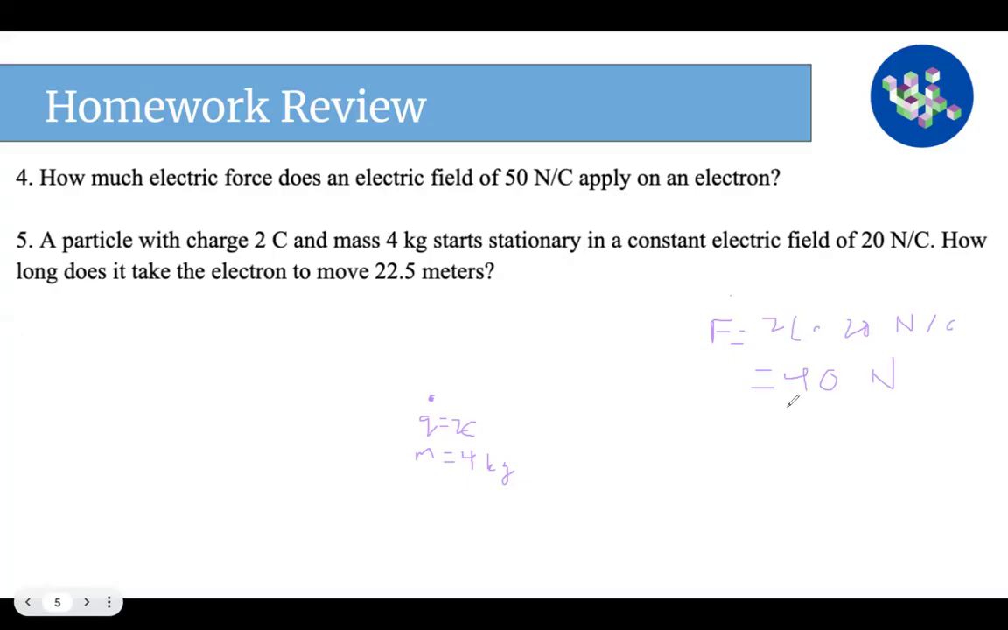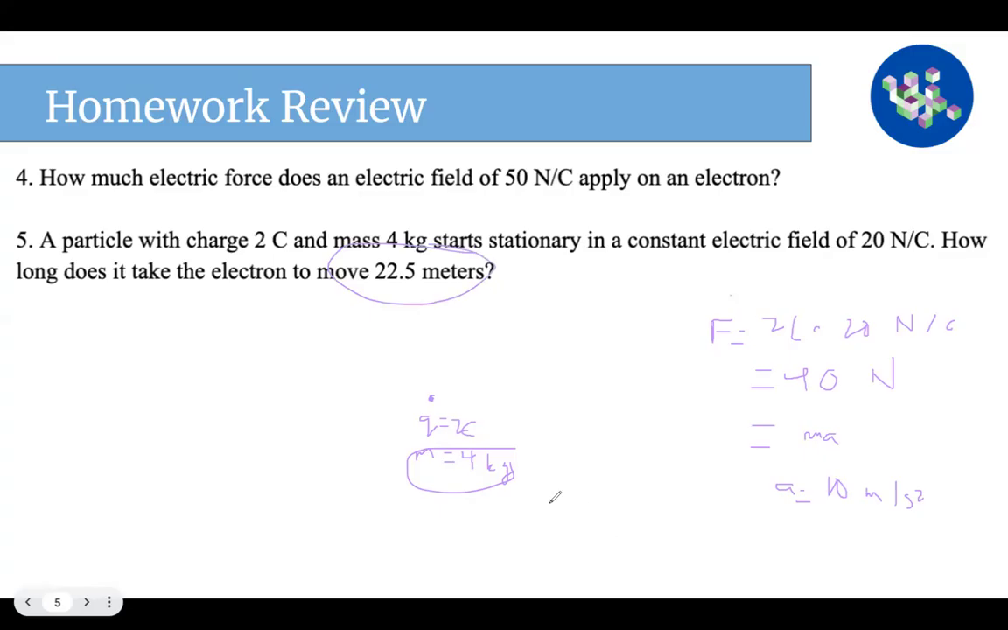And then I want to know how long it takes for an electron to move 22.5 meters. Well, if the force is 40 newtons, then this also equals ma, by Newton's second law. Since m is 4 kilograms, you know that a would be 10 meters per second squared. So now you want to find how long it takes the electron to move 22.5 meters.